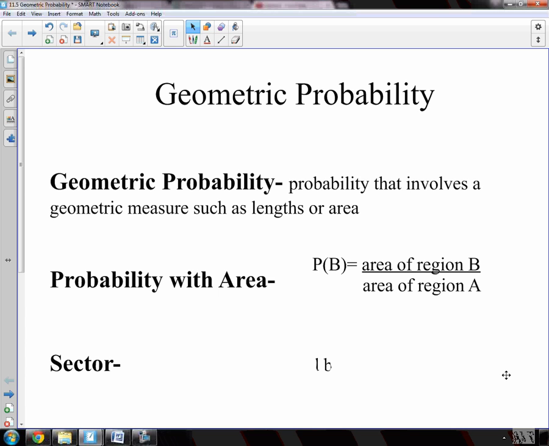We'll deal with all the vocab first. So it's not the probability of the area, but rather, that is how you're going to solve the probability if you're given the area.